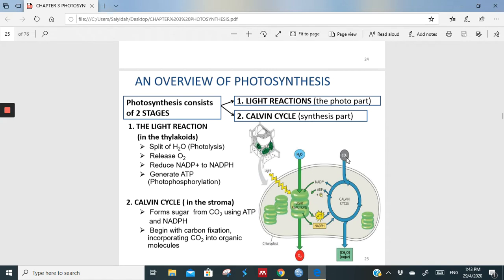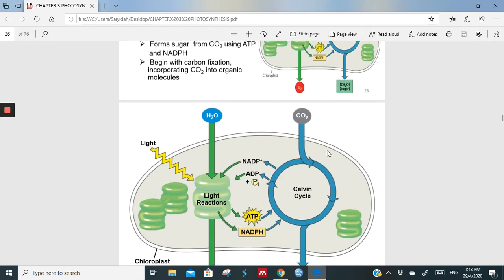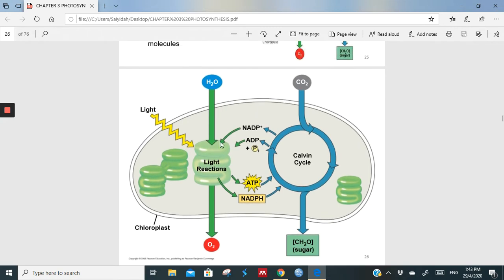The Calvin cycle that occurs inside the stroma will do carbon fixation, producing sugar from carbon dioxide. In this process, it will use the ATP and NADPH, and then it will form NADP plus and ADP. So this is the whole picture in a bigger size, the process of light reaction and also Calvin cycle inside the chloroplast. You can see the location of the process, and what is released and what will be used.